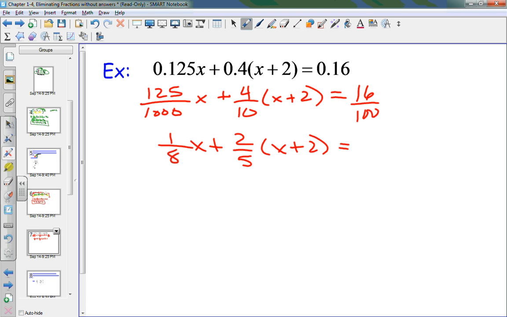Well, 16 divided by 4 gives you 4, and 100 divided by 4 gives you 25. You all see that? So now I need to find my least common denominator between 25, 8, and 5. How could I do that? If all else fails, multiply them all together. Totally legal every time.